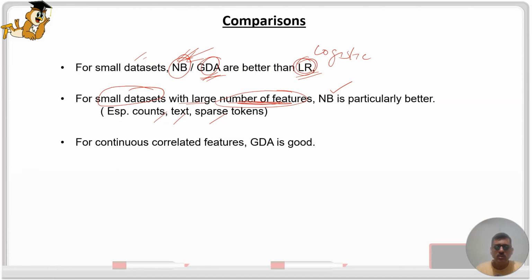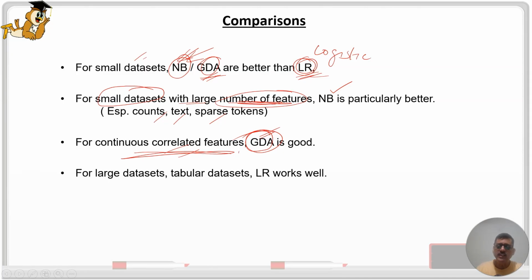For continuous correlated features, GDA is good. If you are dealing with continuous variables, and if there is a correlation between your input variables, then Gaussian discriminant analysis is good. Of course, correlated features rule out naive Bayes, and then GDA generally does a better job than LR. GDA does a better job than logistic regression.